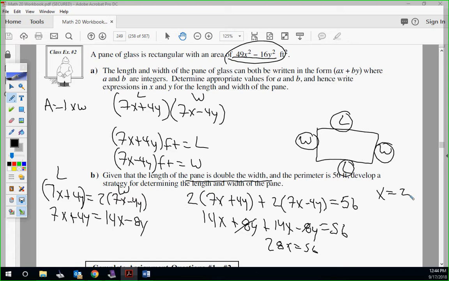This one? Because we're going to plug the 2 over here now and solve for y. Because we can't plug in 2 here because why? Because they go away.